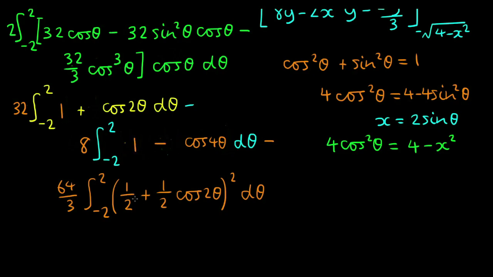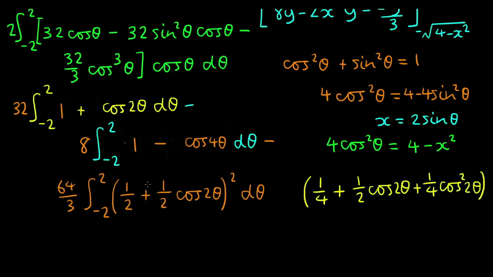And if we simplify this integral by first expanding it, we get a quarter plus 2 by a half cosine 2 theta plus 1 on 4 cosine squared 2 theta. So this term here is 1 quarter by 1 half plus a half cosine 4 theta.